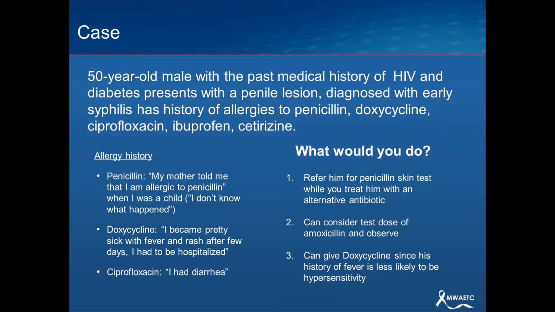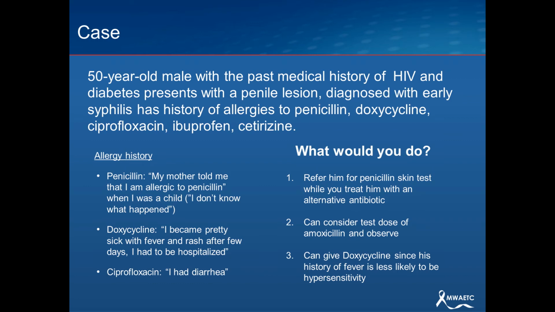Let me present a case. Here is a 50-year-old male with a past medical history of HIV and diabetes who presents with a penile lesion. Diagnosed with early syphilis, he has a history of allergies to penicillin, doxycycline, ciprofloxacin, ibuprofen, and cetirizine, something we commonly see in clinical practice, a patient with multiple drug allergies. Allergy history: penicillin, my mother told me that I'm allergic to penicillin when I was a child, and I don't know what happened. Doxycycline, I became pretty sick with fever and rash. After a few days, I had to be hospitalized. Cipro, I had diarrhea. So what would you do?